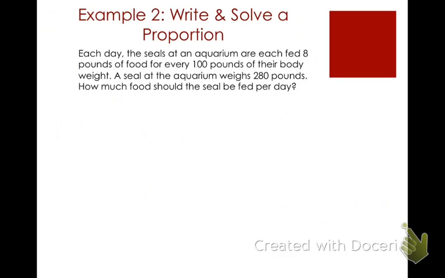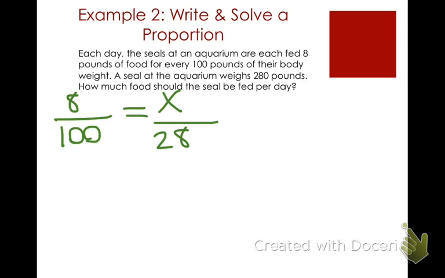Okay, so in this one, before we can solve the proportion, we have to set it up. It says, each day the seals at an aquarium are each fed 8 pounds of food for every 100 pounds of their body weight. One seal at the aquarium weighs 280 pounds. So how much food should the seal be fed per day? There's actually two different ways you could set this up. I'm just going to show you one. I'm going to do 8 pounds of food per 100 pounds of body weight has to be equal to some amount of food for the 280 pound seal.